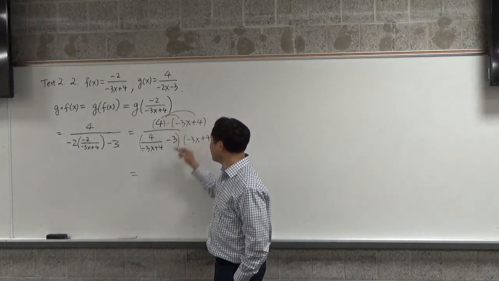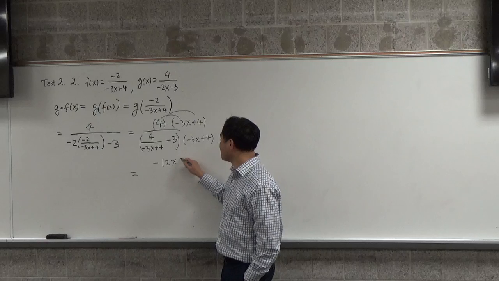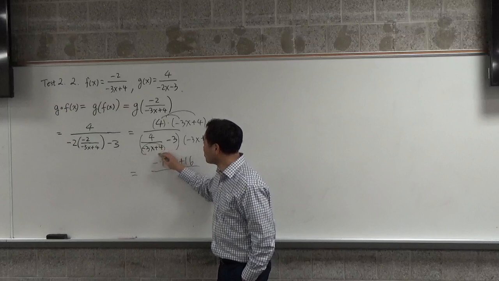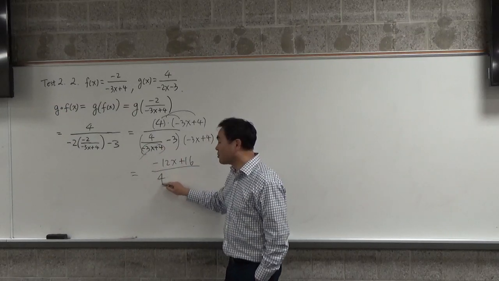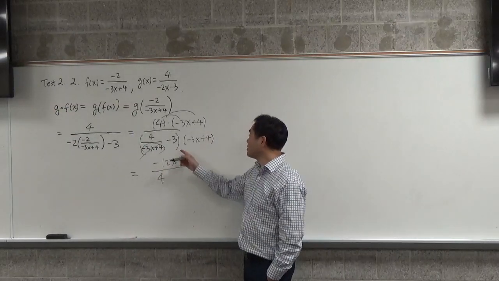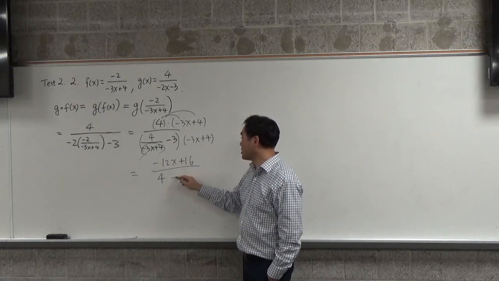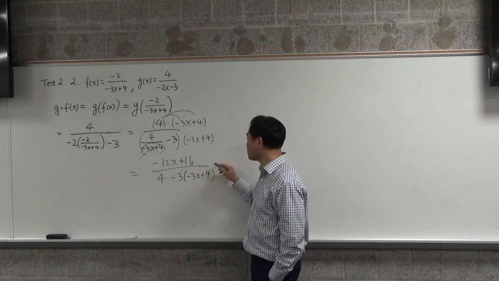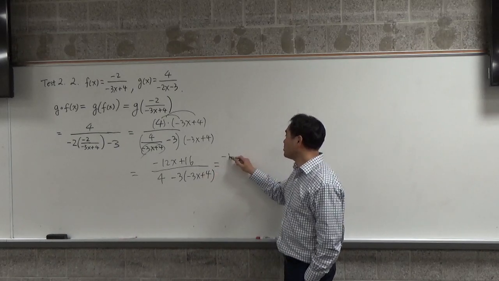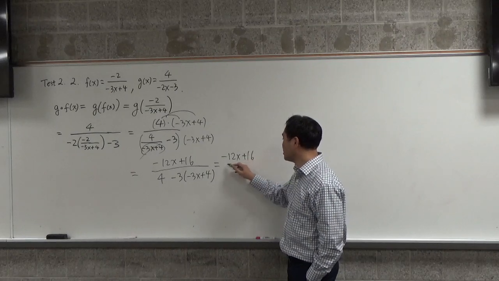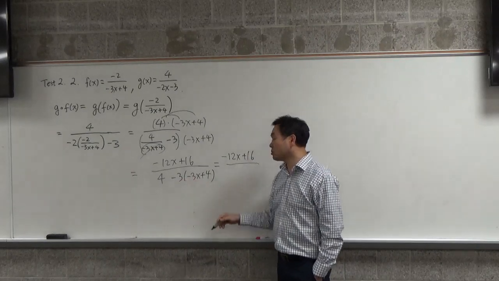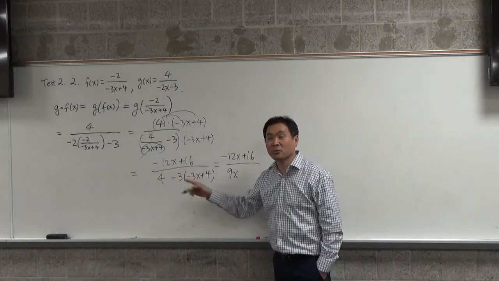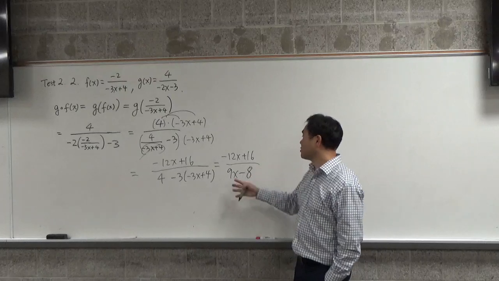I have negative 12x plus 16. And the bottom, when this is multiplied to this, is going to go away, and you just get 4, right? And then you still have to multiply this with this. So it's negative 3 times negative 3x plus 4. So let's carry on. You get negative 12x plus 16. Negative 3 times negative 3 is 9x. Negative 3 times 4 is negative 12, plus 4 is minus 8. So that's going to be your answer.